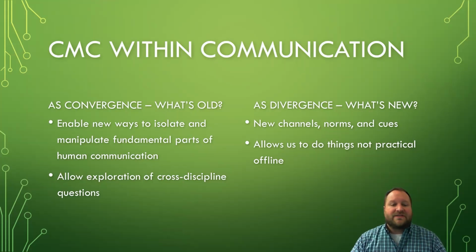The other way that CMC converges is that it allows really nicely for cross-discipline questions. So across the different subdisciplines of communication, think about the other courses in your curriculum. You may have an interpersonal course, an organizational course, a rhetorical criticism course. You may have an intercultural class, relationship communication, communication and aging, communication and dying. It allows us to take all those different parts of the communication discipline and find sort of a nexus point to unite them and explore them.